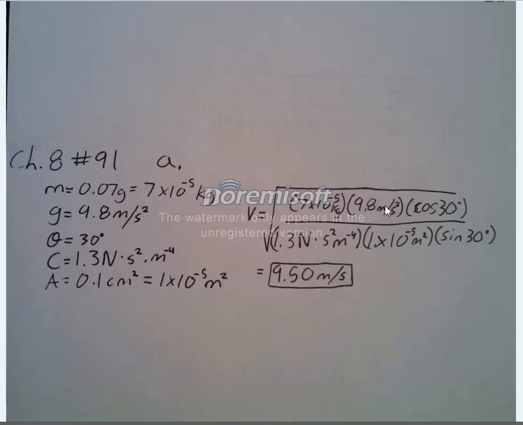So yeah, we plug all these values in for our equation that we had up there, and we'll get 9.50 meters per second. And you can check all these values. They do come out to be meters per second, which are the appropriate units for speed, velocity.